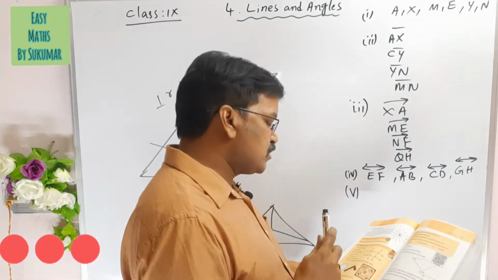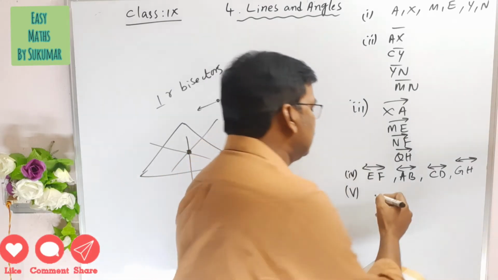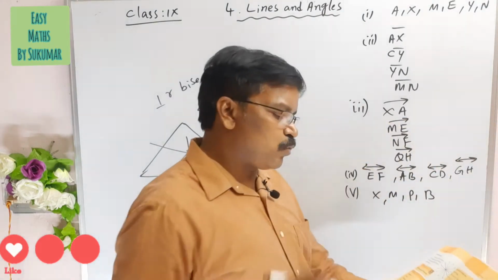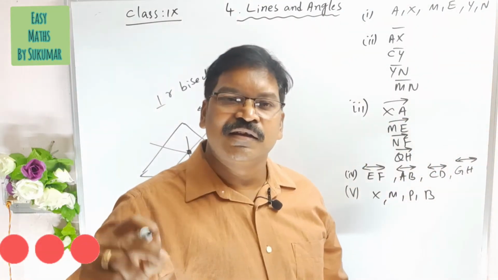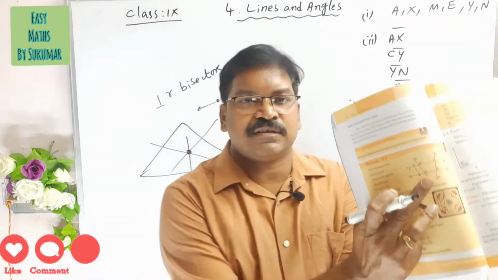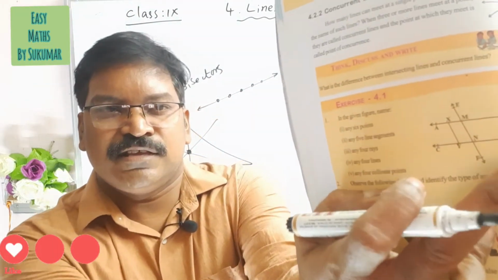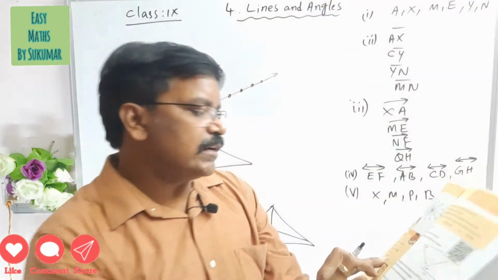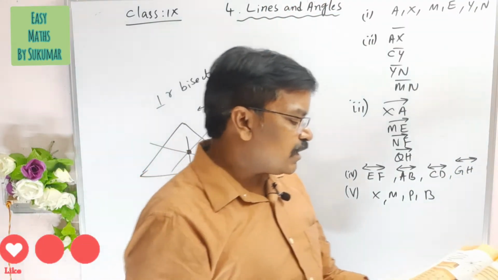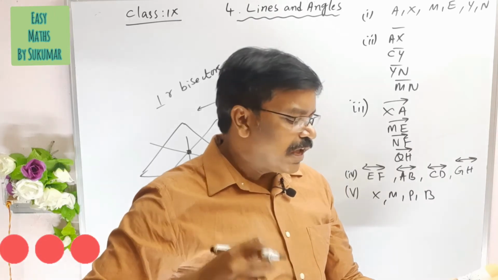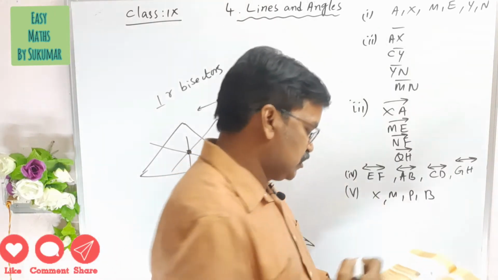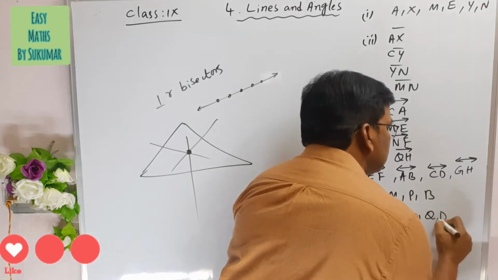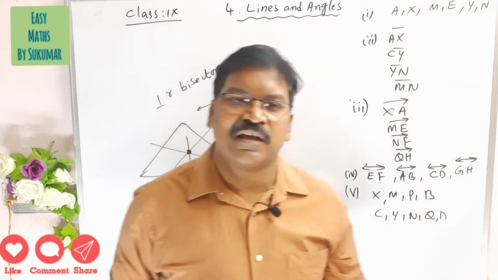So the collinear points are X, M, P, B. These all are collinear points. These all lie on the straight line AB here. This is AB. Right. Coming to the second straight line, there are C, Y, N, Q, D. These are the points on the straight line CD.